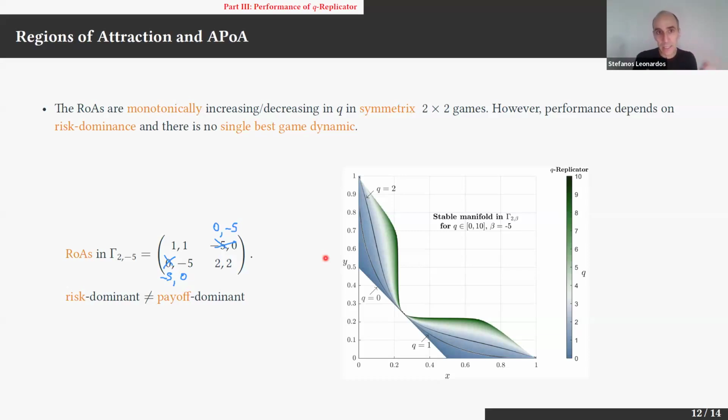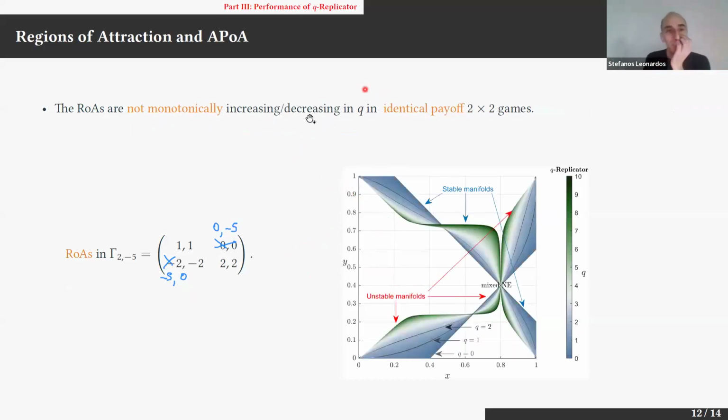It depends on risk, right? It depends on the mixed Nash equilibrium, and the mixed Nash equilibrium depends quite a lot on the riskiness of the good equilibrium. And even worse, if we look at what happened here now, let's remove that. Now it's correct.